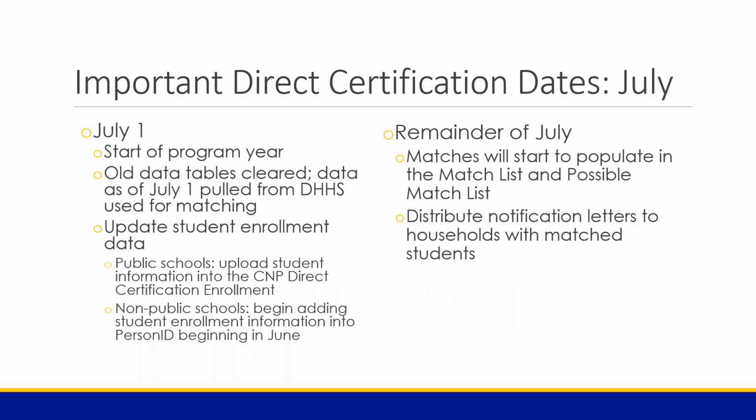At that time, schools are advised to update their student enrollment data in the Advisor Person ID system. This is true for both public and non-public schools, or they can upload a completed student information data table into the C&P Direct Certification System, and more details on this will be shared later in the training. Throughout the remainder of July, matches will start to populate the match list and a possible match list as nightly matches are being made to add newly identified students. Schools will distribute notification letters to households identifying matched students and their meal benefit level.